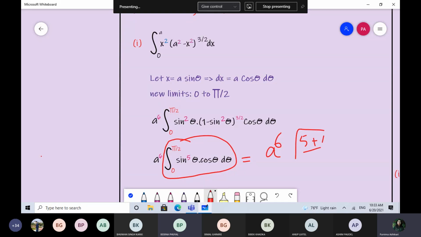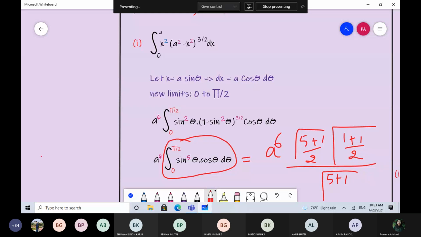Very good. Gamma 1 plus 1 by 2. 1 plus 1 by 2. Very good. After this. Gamma 5 plus 1 plus 2 by 2. Good. Is this complete?